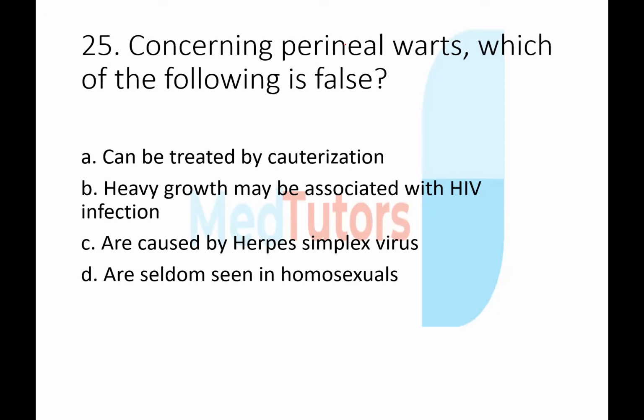So how is it treated? Yes, you can treat it by cauterization. Growth is associated, is true. So D is false. D is the false answer. It's common, you can commonly see it amongst homosexuals.